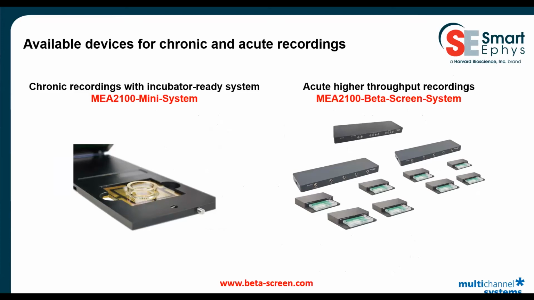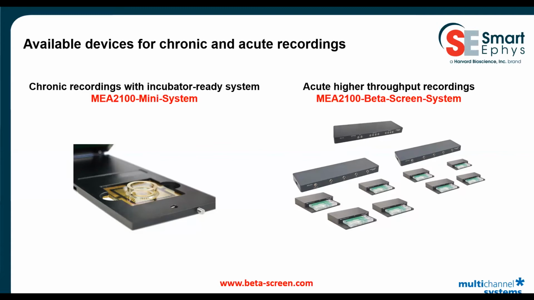Let me talk about the available devices we have at the moment for chronic and acute recordings. For cultured islets, for chronic recordings, I would recommend the incubator ready system, the so-called MEA 2100 mini system. The big advantage of this system is that you can place the complete head stage inside a wet incubator, so you don't have to move the system. You can just put the MEA with your cultured islets into the system, and you can record under stable conditions for a very long time.